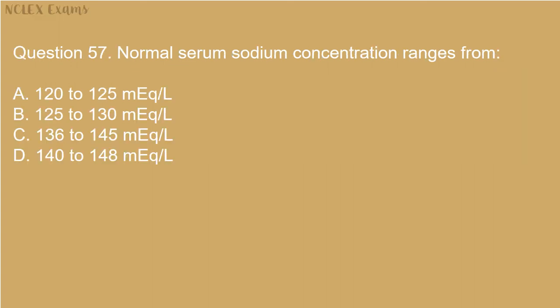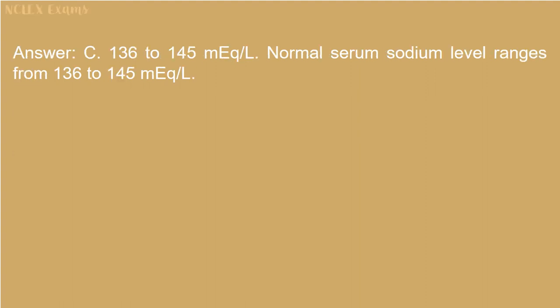Question 57. Normal serum sodium concentration ranges from A. 120 to 125 mg/L. B. 125 to 130 mg/L. C. 136 to 145 mg/L. D. 140 to 148 mg/L. Answer C. 136 to 145 mg/L. Normal serum sodium level ranges from 136 to 145 mg/L.